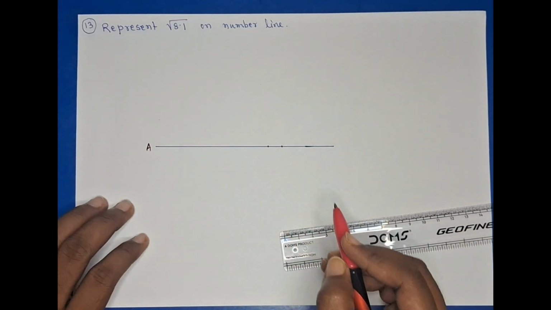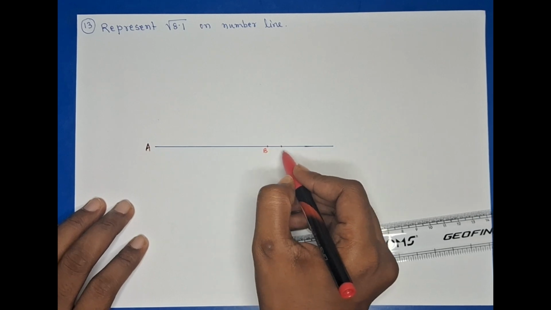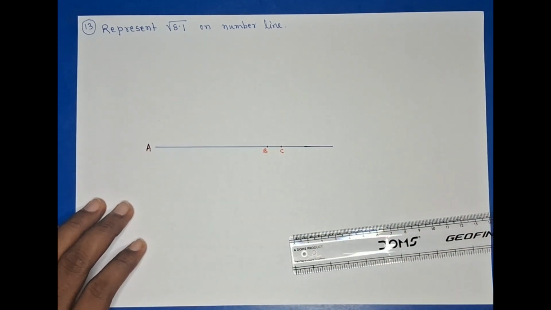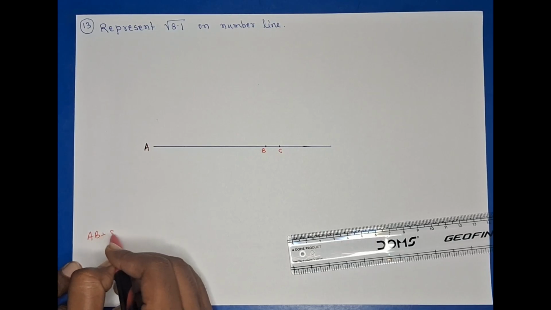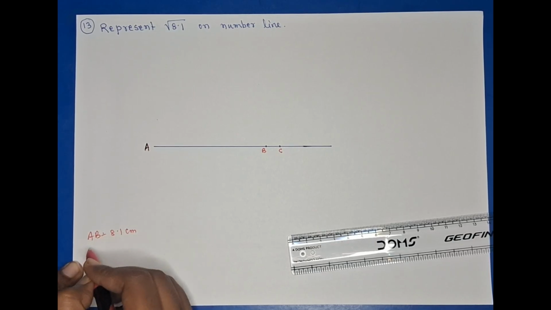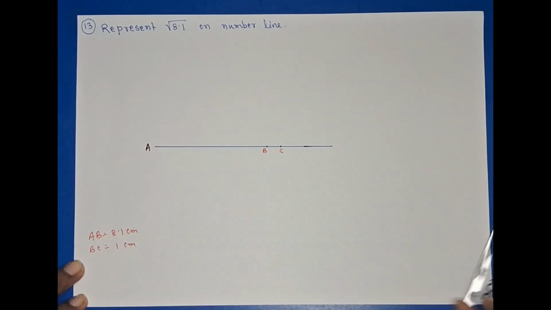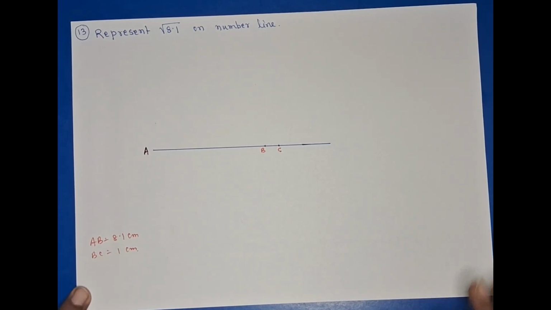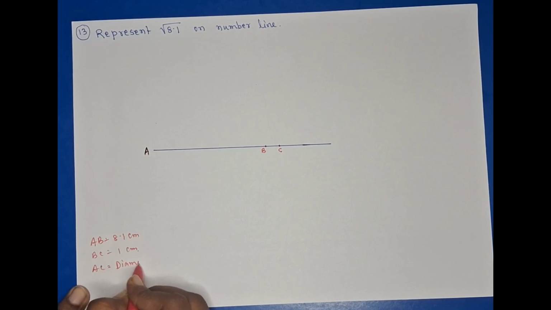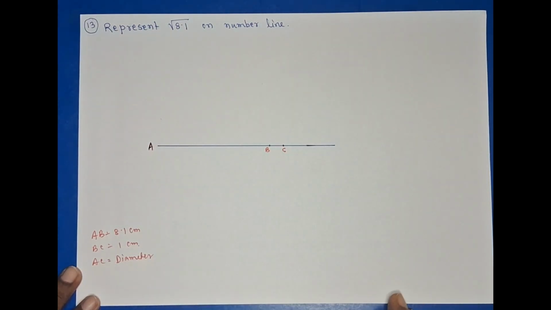Let us name it as point B and this as point C. AB is equal to 8.1 centimeter, BC is equal to 1 centimeter. Okay. Now considering AC as diameter, we are going to draw a semicircle.